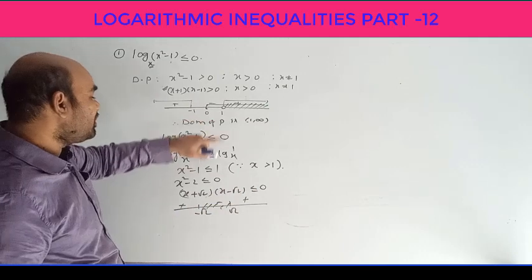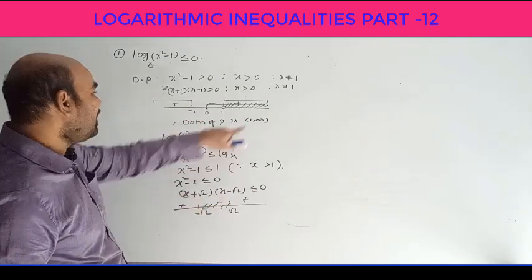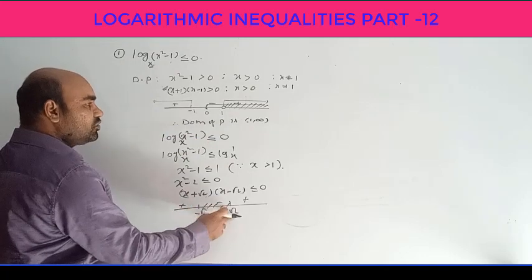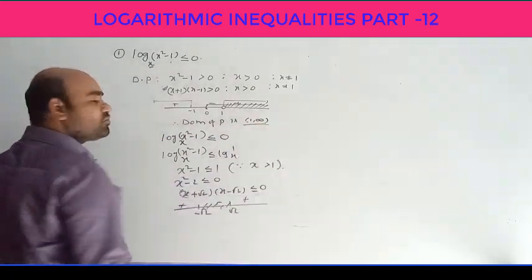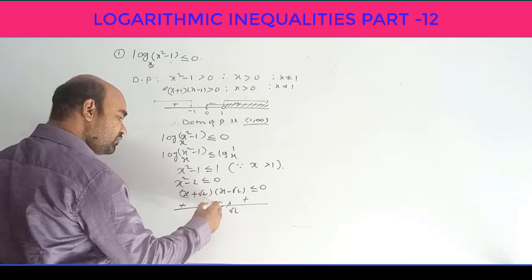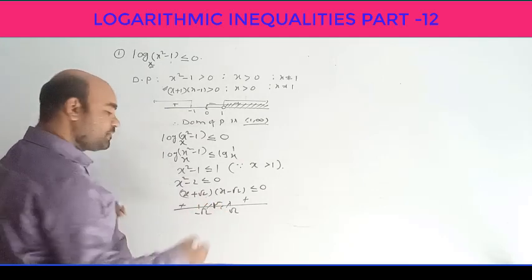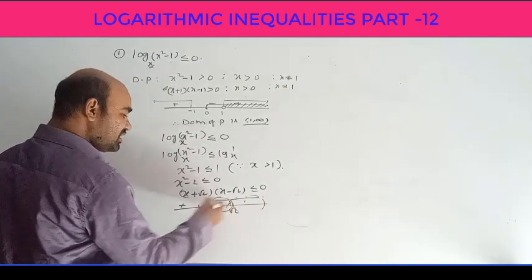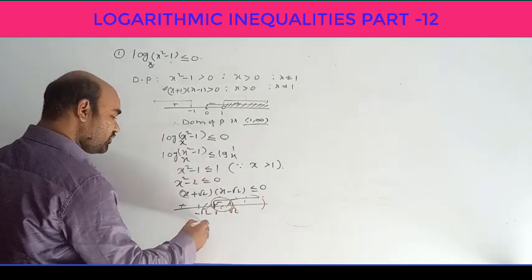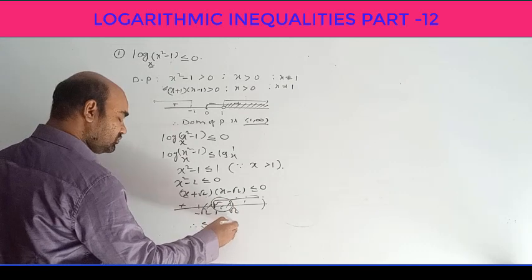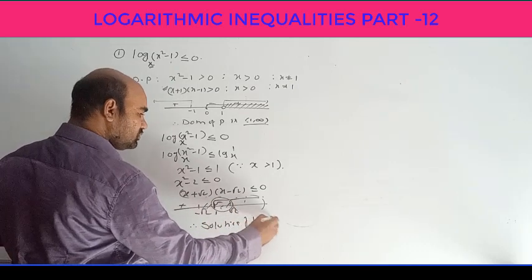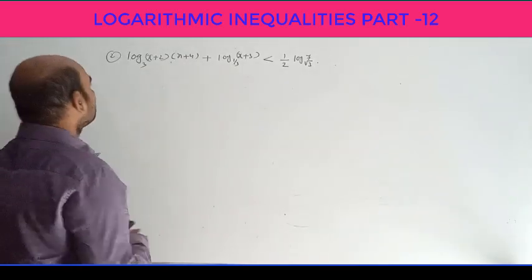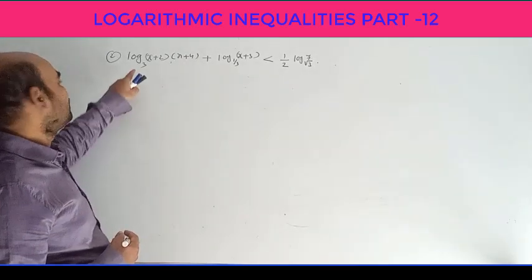Okay, so now we want to find the intersection of this interval and this one. This is saying that your x should lie between minus root 2 and root 2, but the domain says that your value is from 1 to infinity. Root 2 means 1 point something, and 1 is here, so 1 to infinity. The total intersection is this area. Therefore the solution of the problem is open 1 to root 2.